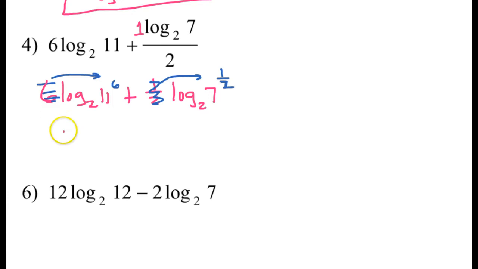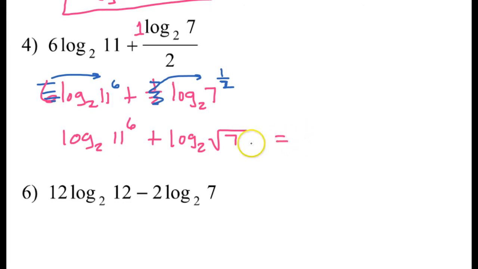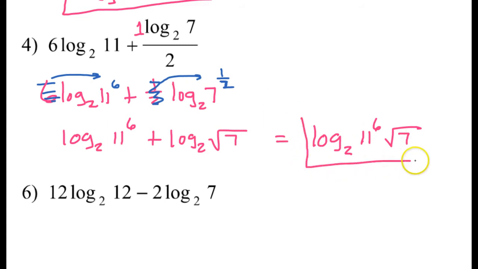So then I'm going to have log base 2 of, and I think we'll just go ahead and leave this as 11 to the 6th power, plus log base 2 of the square root of 7. So now we can go ahead and write the final answer. Using the product rule, this will condense down to the log base 2 of 11 to the 6th power times the square root of 7. So that's it for number 4.